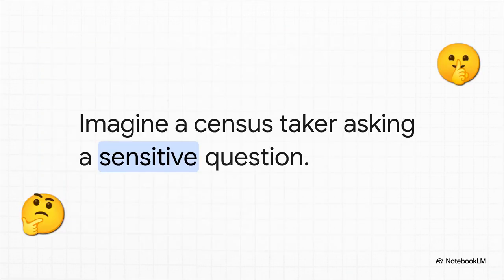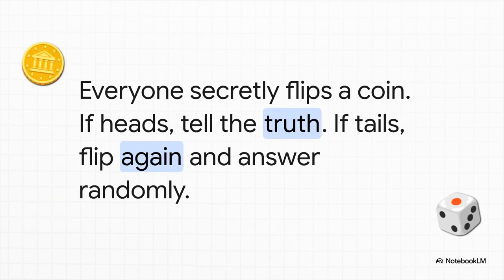Okay, to really wrap your head around this, let's use a simple analogy. Imagine a census taker comes to your town and they have to ask a really sensitive question, like, have you ever committed a small crime? You probably don't want to answer that directly, right? So the census taker proposes this clever little system. Everyone secretly flips a coin.